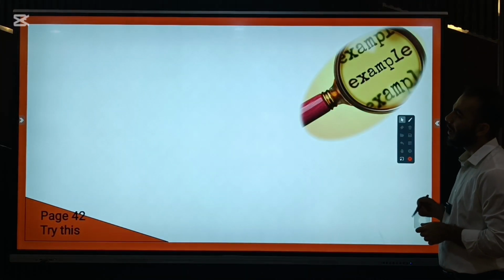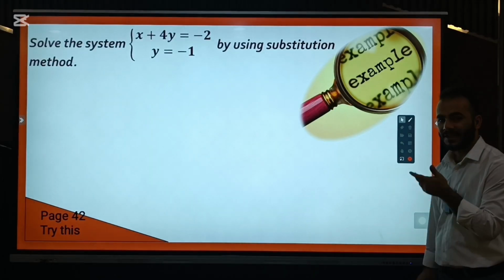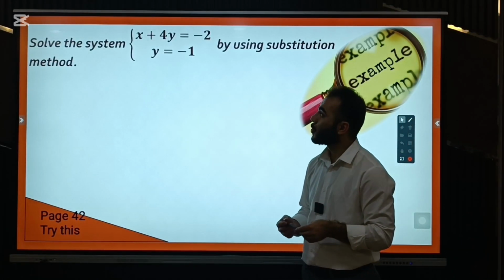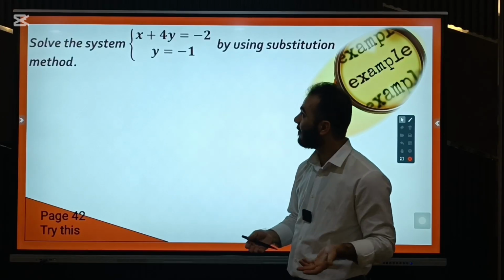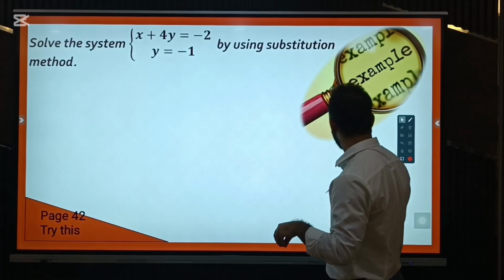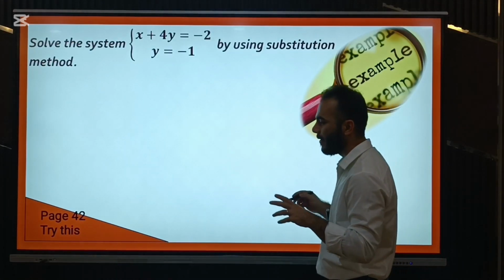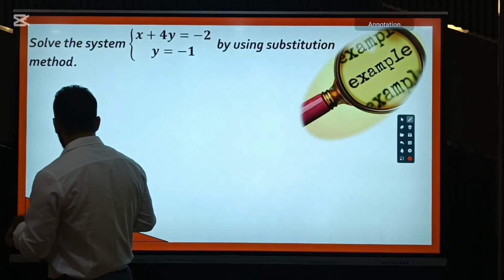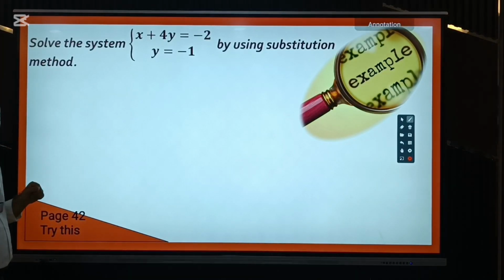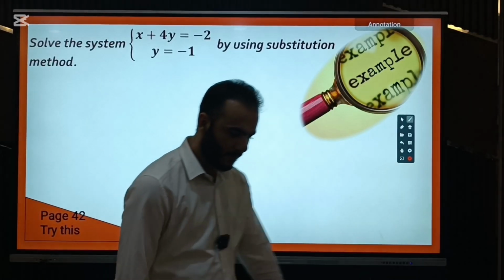Perfect. So we have got questions, of course. This is the title of the question that you will deal with during the exam. So solve this system, a system will be given, by using the substitution method. So let's come back to the substitution method and see what it says. Page 42, try this example. We have got that system. x plus 4y.